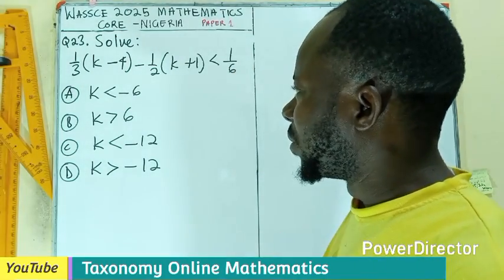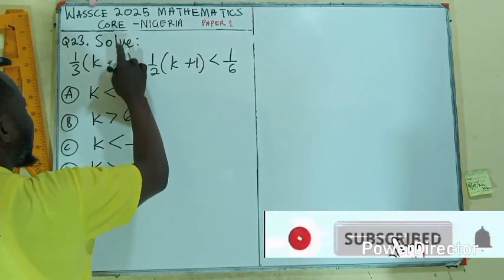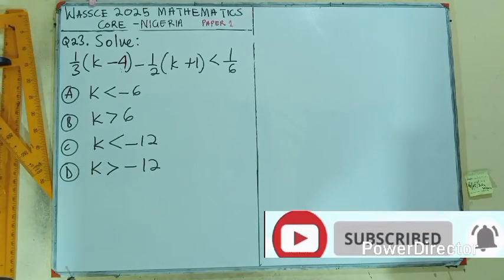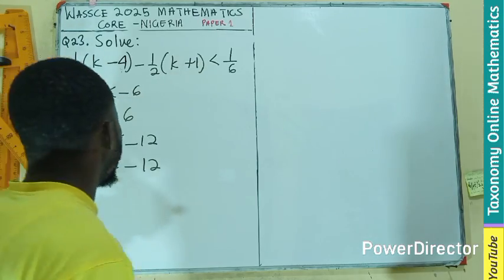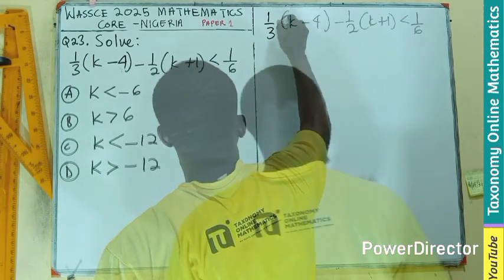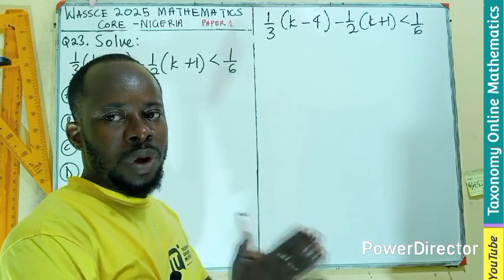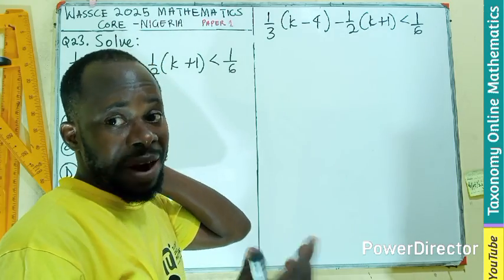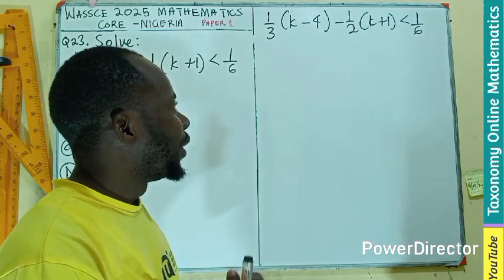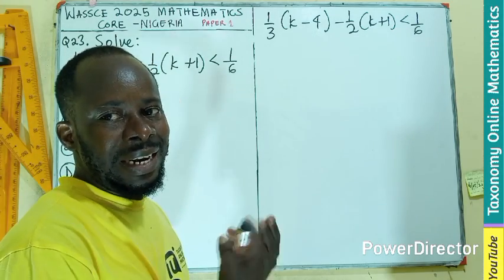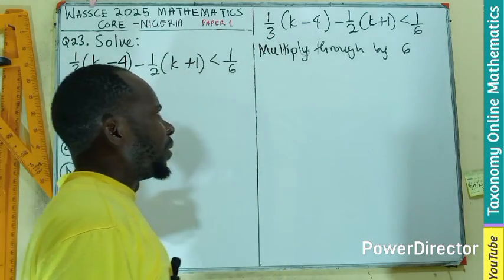We have 1/3 (k − 4) − 1/2 (k + 1) < 1/6. This is an inequality that involves fractions. To free the variable we are looking for, we need to clear the fractions by multiplying through by the LCM. The denominators are 3, 2, and 6, so their LCM is 6. So we multiply through by 6.